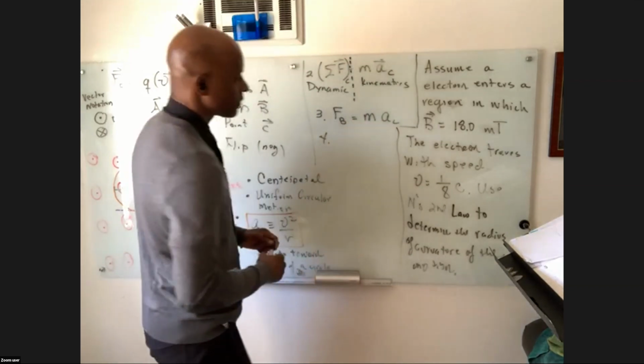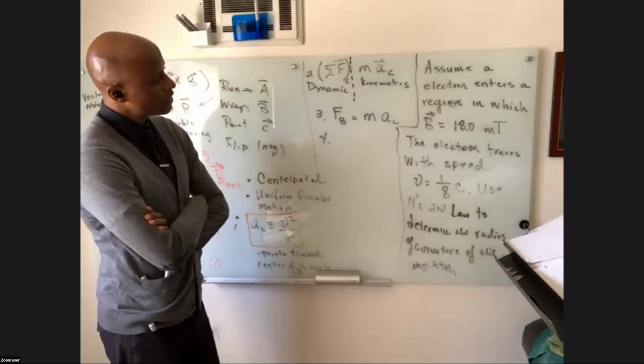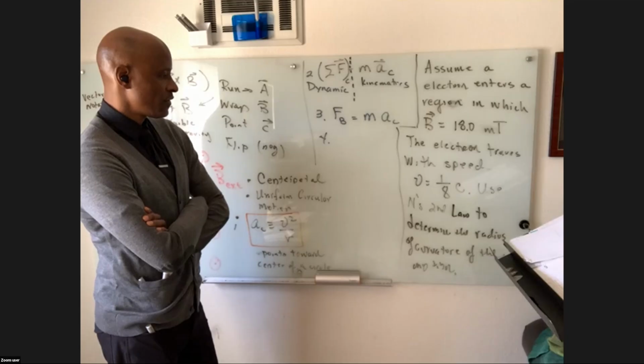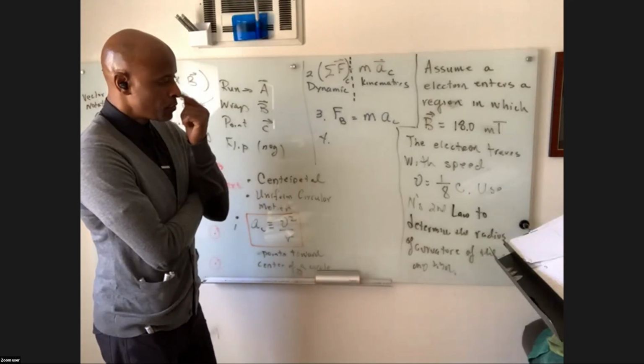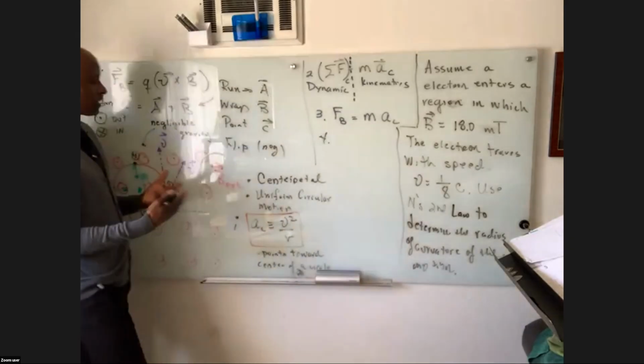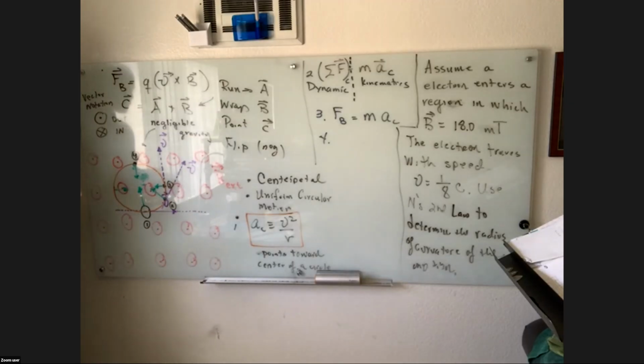Let me read that back, make sure that makes sense. Assume an electron enters a region in which B is 18 millitesla. The electron travels with speed v equals 1/8 the speed of light. Use Newton's second law to determine the radius of curvature of the motion. When I turn on the field, it's going to start to spin in this circle. This is a classic physics problem called cyclotron motion.